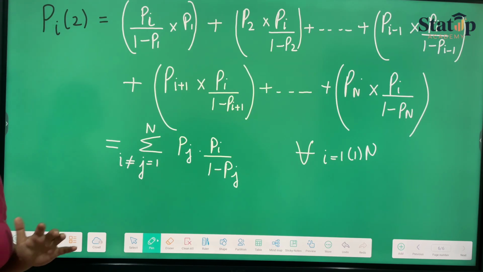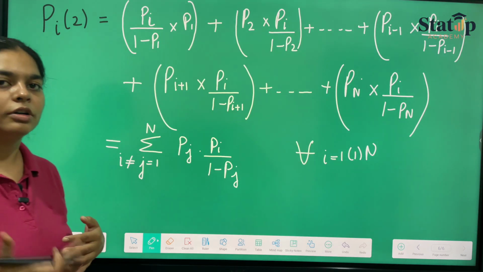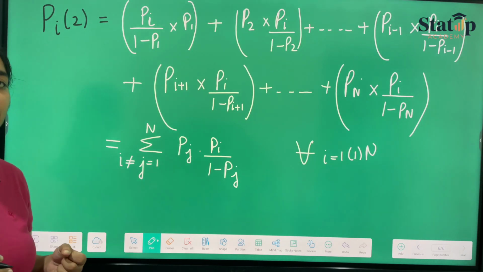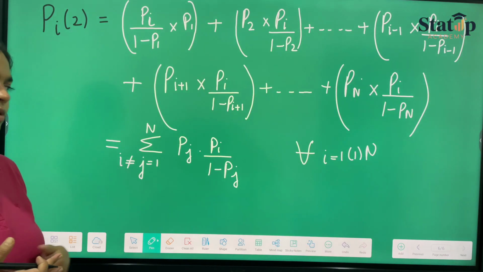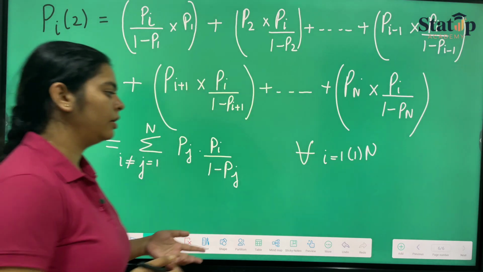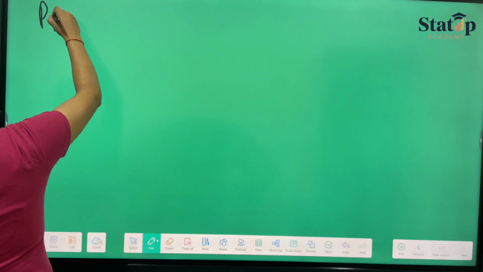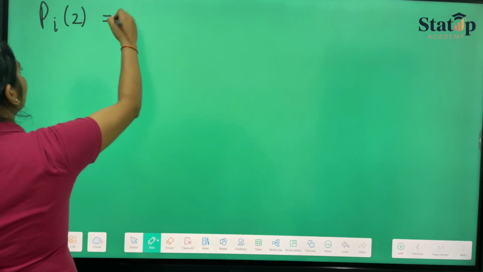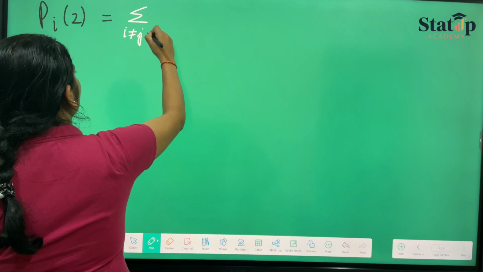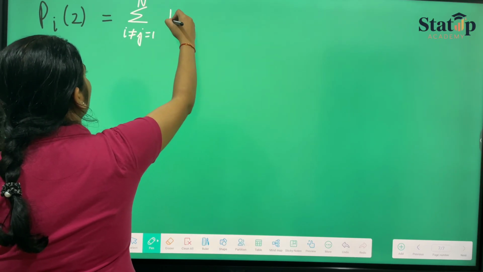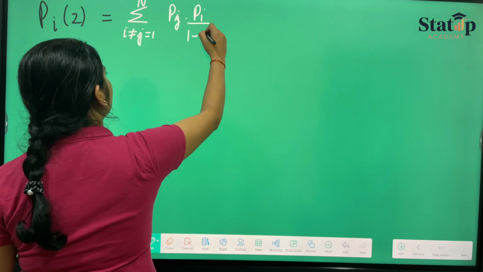Suppose we have 5 samples, p1, p2, p3, p4 and p5. If I select p1 first, then I am not replacing it in the sample. So I am left with p2, p3, p4 and p5. I have to select from the rest of them. So i is not equal to j comes from there. We can write it as summation i not equal to j, j goes from 1 to n, pj into pi upon 1 minus pj.